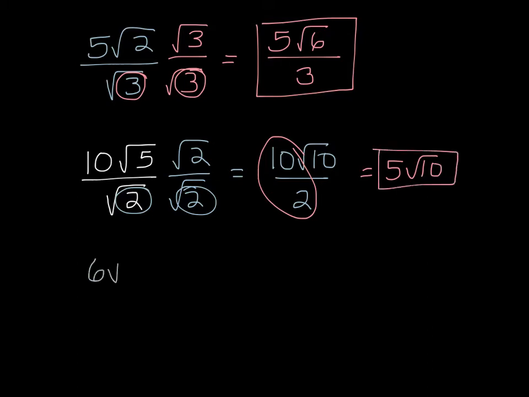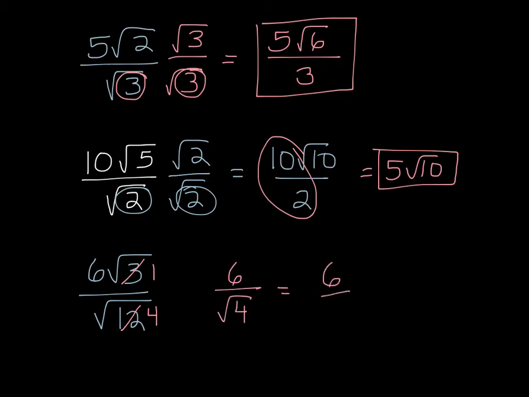Now go ahead and try 6 root 3 over root 12. Hopefully you made this problem easier on yourself by reducing the 3 and the 12 to 1 and 4. So we get 6 over root 4, and the square root of 4 is 2. So it's 6 over 2, or 3. Now go ahead and try 5 root 7 over root 3.